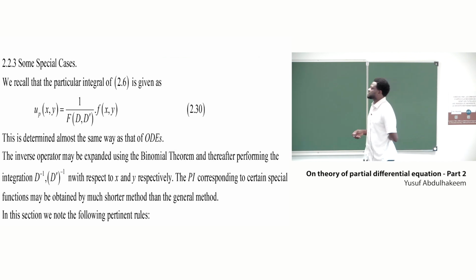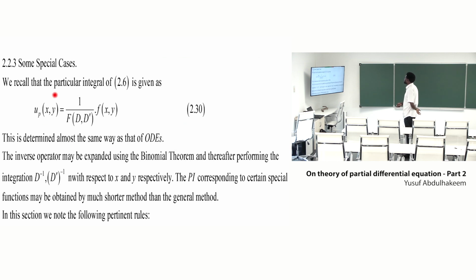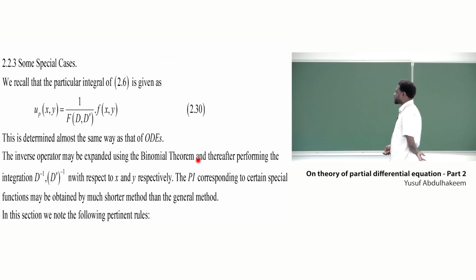Now, we recall that the particular integral in 2.6 that we discussed is giving us this. This is determined almost the same way as that of ODE. So the inverse operator may be expanded using the binomial theorem, and therefore performing the integration of this. This is d dx, and then this one is d dy. That is the inverse of d dx, this is the inverse of d dy, that is with respect to x and y. Then the particular integral corresponding to certain special functions may be obtained by a much shorter method than the general method.